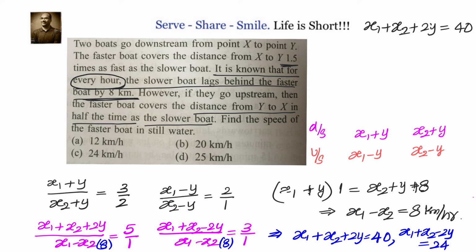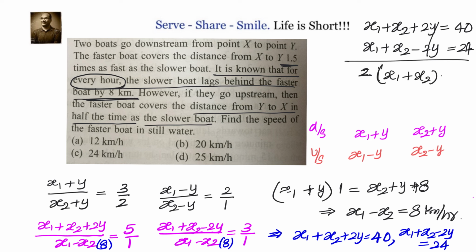Now x1 plus x2 plus 2y is 40 and x1 plus x2 minus 2y is 24. Let's add both of them. We get 2 into x1 plus x2 equals 64, or x1 plus x2 equals 32. With x1 plus x2 equals 32 and x1 minus x2 equals 8, solving them we get x1 equals 20 and x2 equals 12 kilometers per hour.